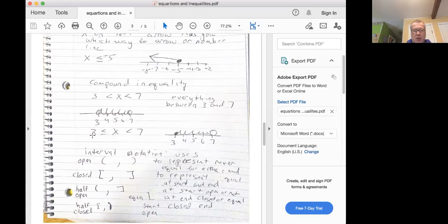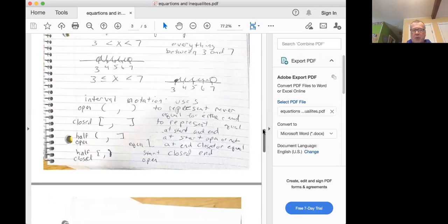So in this case, we have 3 is less than or equal to x. So that means at 3, we shade that in. And x is less than 7. So that means we keep that open. So still x is between 3 and 7. So we shade everything in between 3 and 7, but we close off 3.